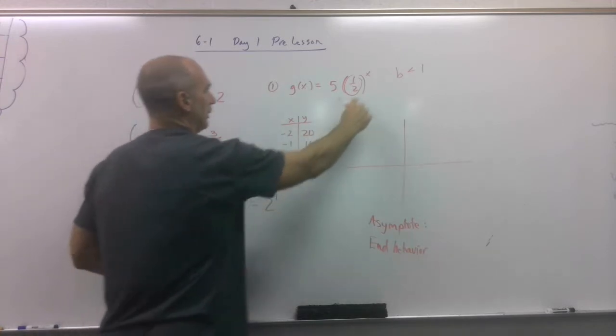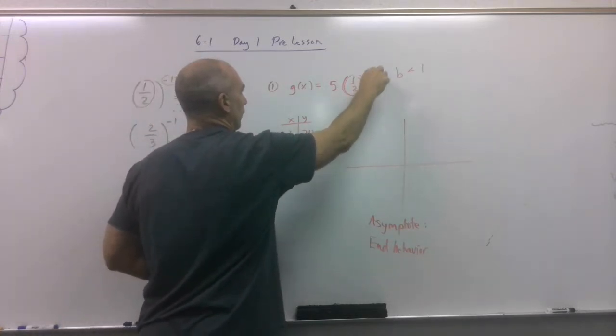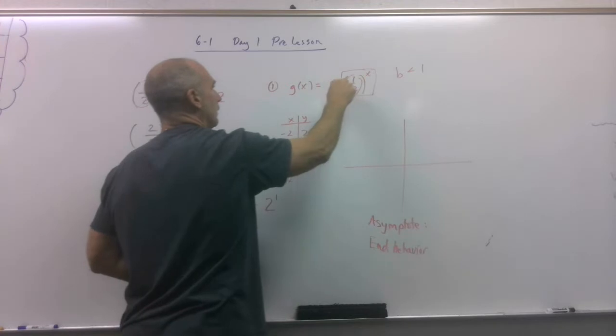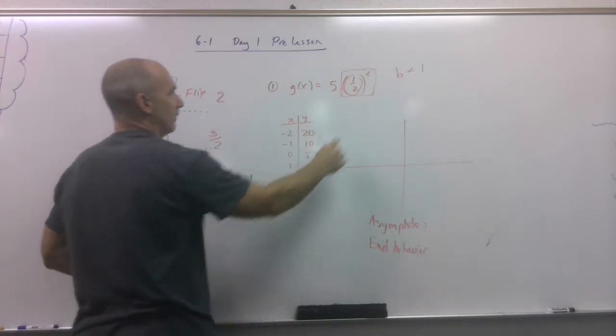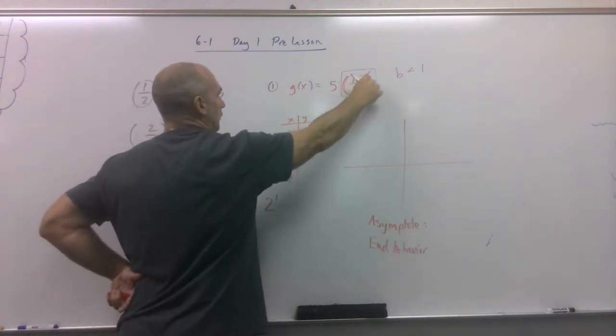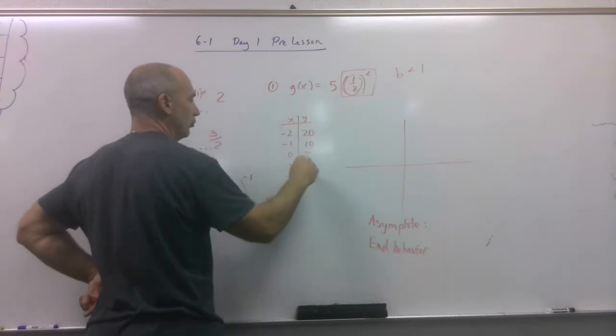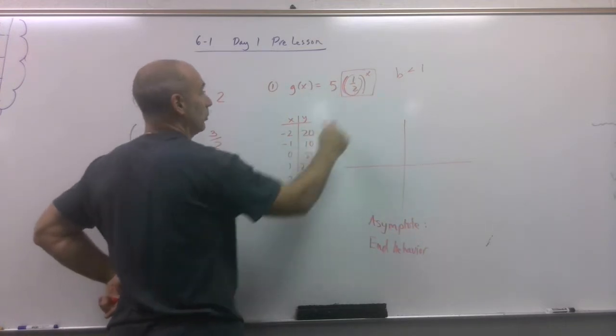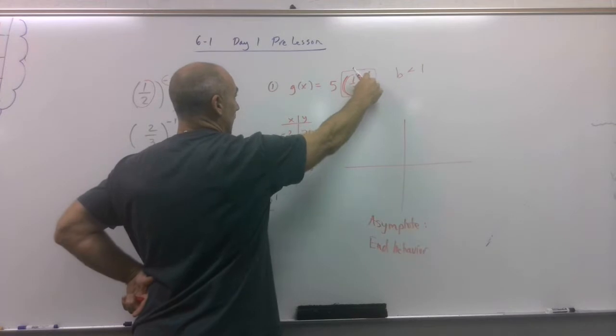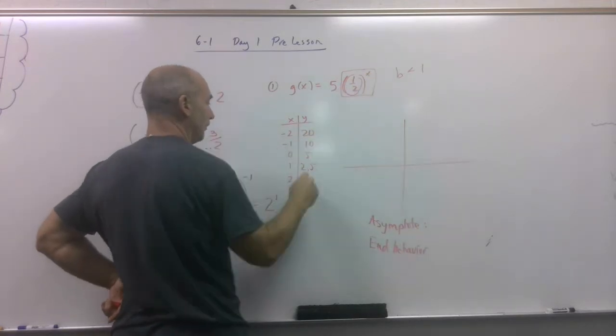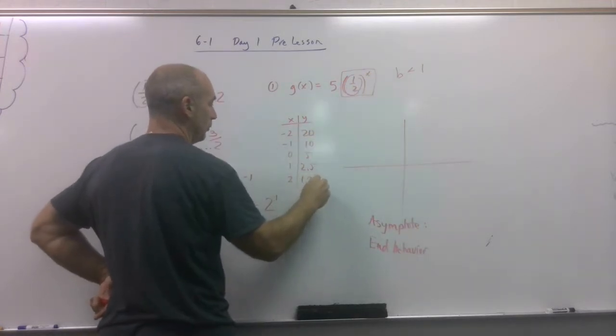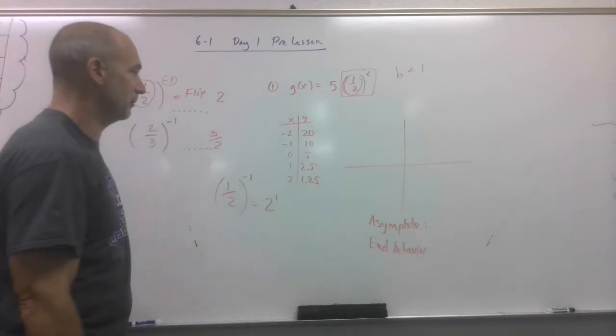And then I plug a 0 in there. Anything to the 0 power is 1, so this is 1 times 5 is 5. And if I put a 1 in there, it's just 1/2 to the first, so it's like 1/2 times 5 is 2.5. If I put a 2 in there, 1/2 times 1/2 is 1/4. Times 5 would be 5/4, which is 1.25. A little bit of mental arithmetic.